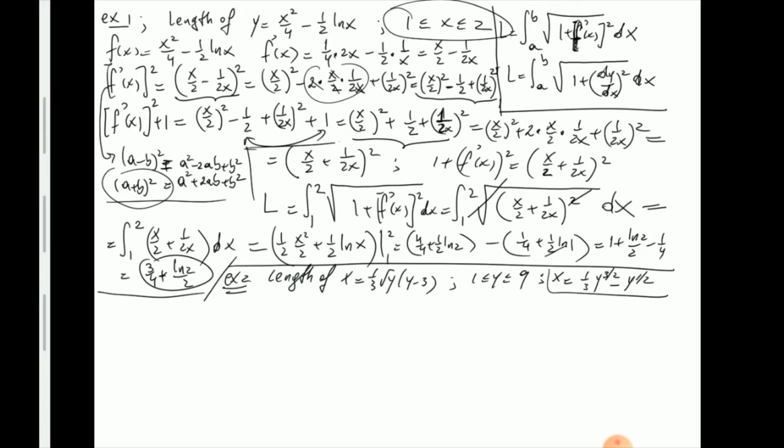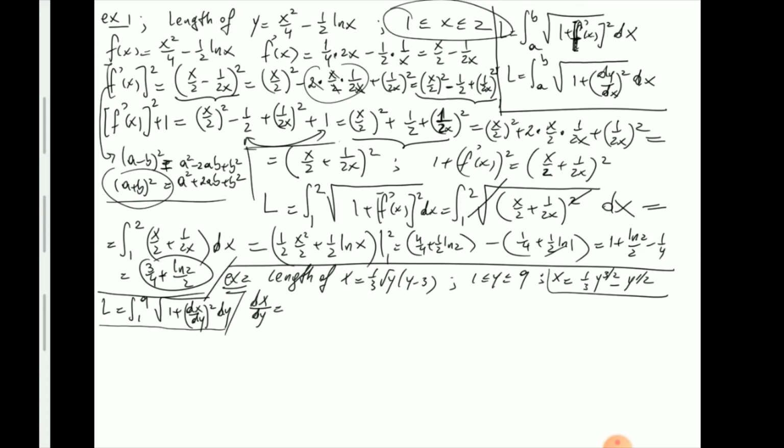So in this case, the formula will be the integral from 1 to 9 of the square root of 1 plus f prime of y squared, right? Or dx dy squared, dy. Same formula, but in terms of y. And let's take the derivative separately. Let's simplify it completely before you plug it into the integral.